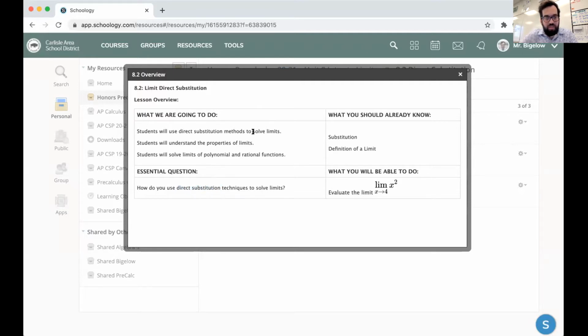You're going to use direct substitution methods to solve limits, which includes understanding the properties of limits and solving limits of polynomial and rational functions. One example of something you'll be able to do is evaluate the limit as x approaches 4 of x squared. All right, let's just switch over to the notes and get started.